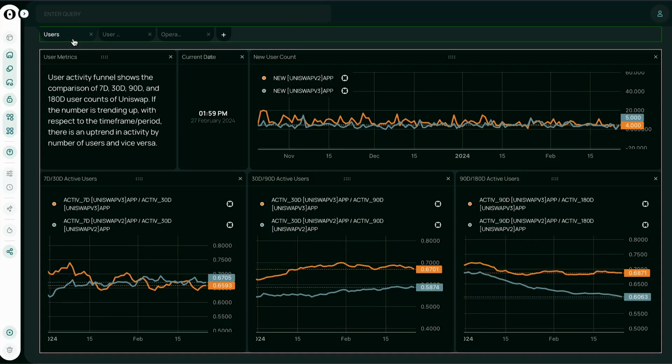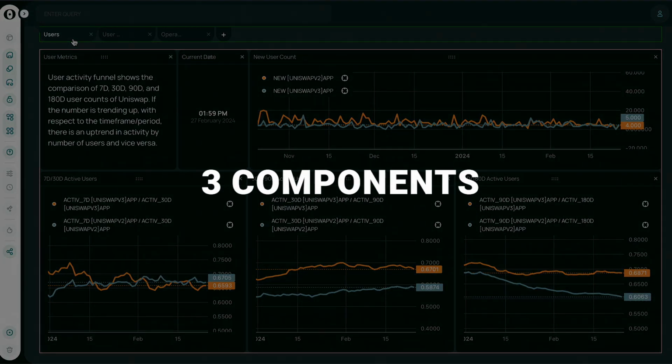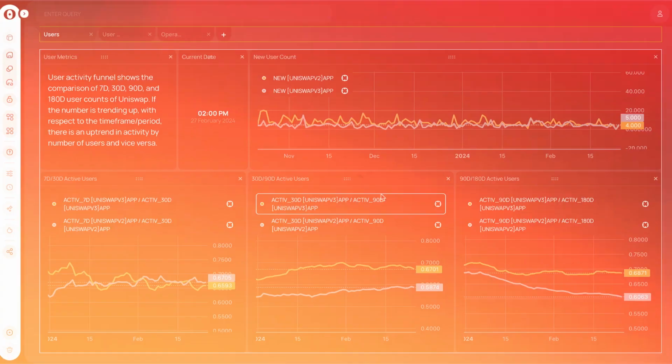To do that, we split this into 3 components. The first one is user acquisition and user retention, as we see in tab 1. The second is user behavior, like swap, deposit, and withdrawal in tab 2. And lastly, operational efficiency, like pool count and liquidity in tab 3. Let's dive into tab 1, looking at user acquisition and retention.